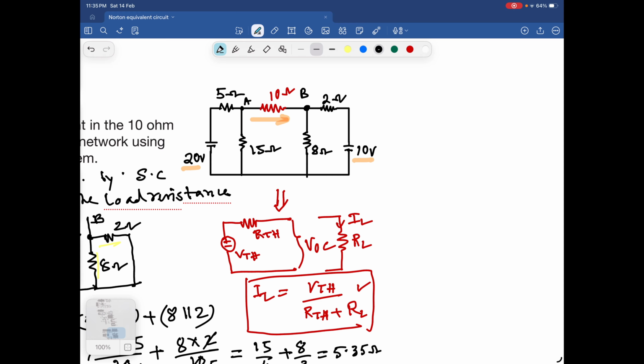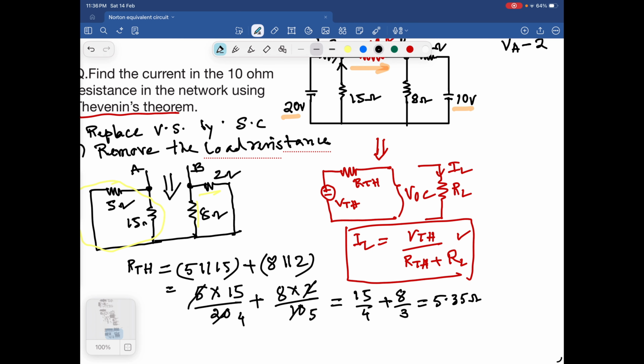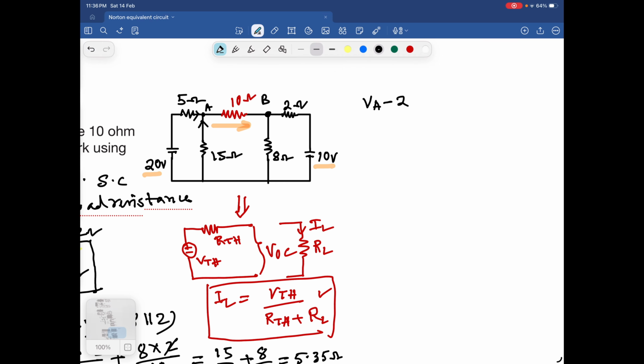Now I can write VA minus 20 as one current. We know that the sum of currents at any particular node is equal to 0. There are currents in these directions. As we are opening the 10 ohm resistance, here we will connect the voltage source again. So VA minus 20 divided by 5 is one current entering node A, and the other current is VA by 15, as this one is the reference line, always 0. So plus VA by 15 is equal to 0.